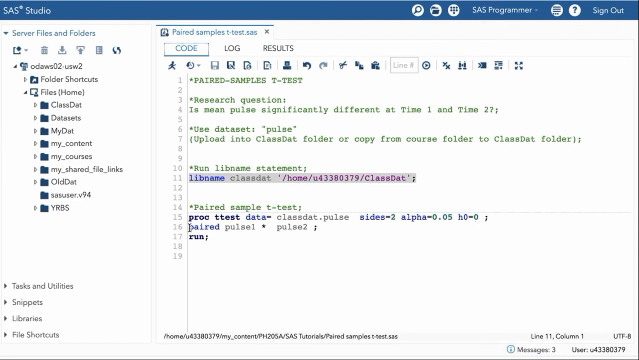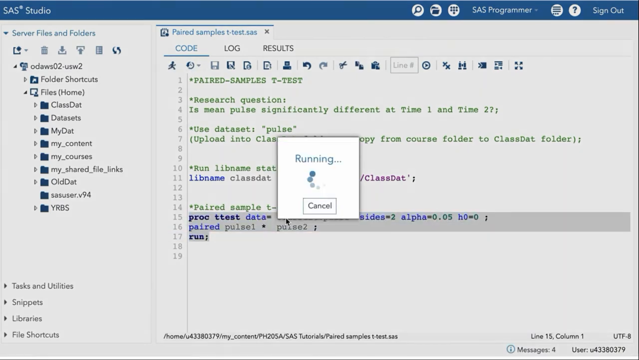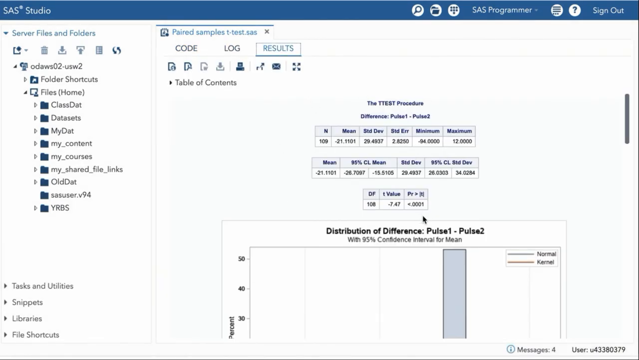And then the second line is paired, and then the paired variables. So pulse1 is pulse at time 1, and pulse2 is pulse at time 2. Semicolon, run, and run. And now we have our results here.